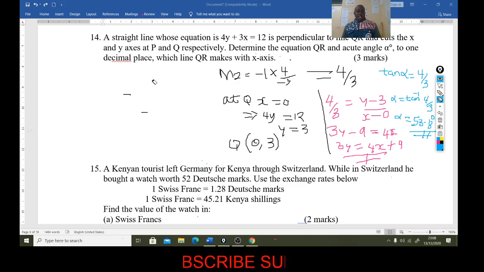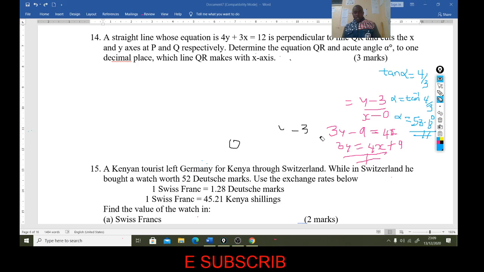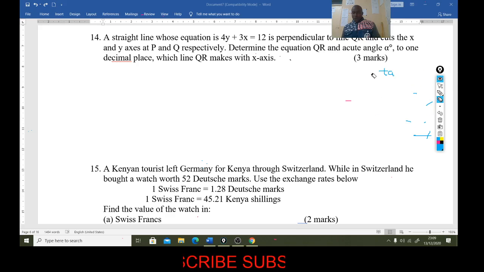It is about commercial arithmetic, the Form 1 topic, whereby you are asked to do the exchange of currencies. Exchange of currencies. The question is about a Kenyan tourist.